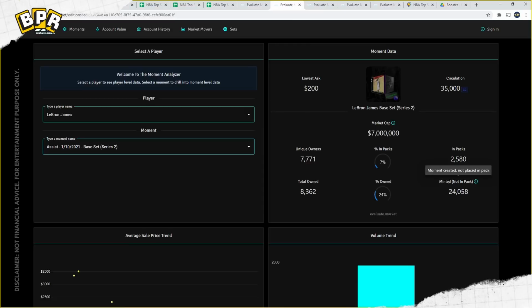LeBron James. So as you can see, it's worth the wait if you keep waiting for more of these moments to be listed onto the marketplace, because right now there's not too many out there. There's only 7,771, and we still have 24,000 left that are not in packs, and then you got 2,500 in packs. So some people haven't opened their packs yet, right? So yeah, there's a lot of opportunity for prices to decrease, because $200 may seem like a lot now. Just give it time when you have more listings on the marketplace.